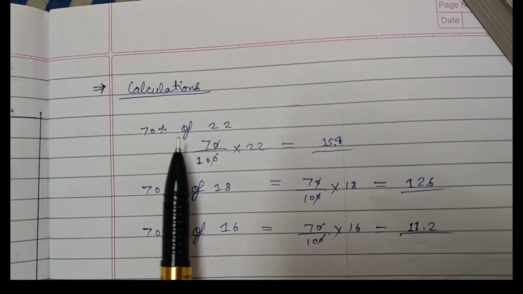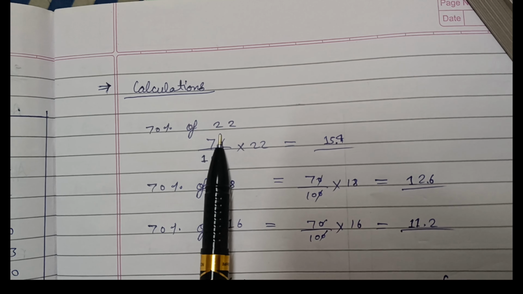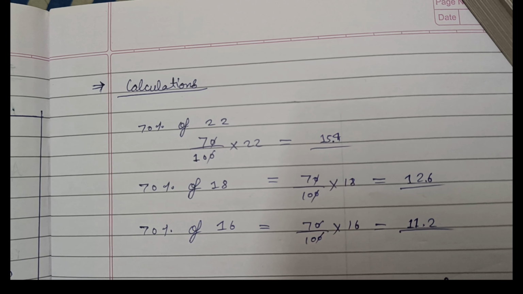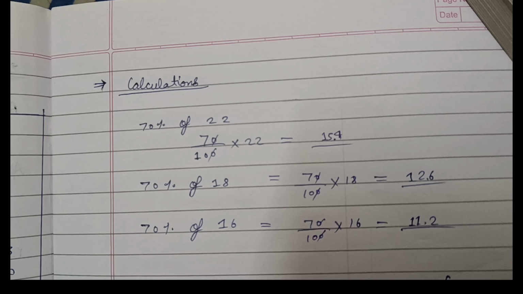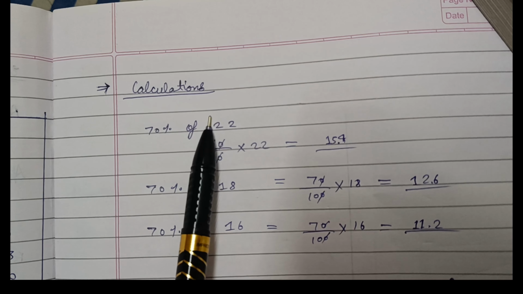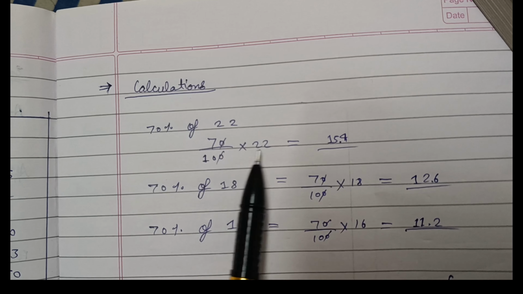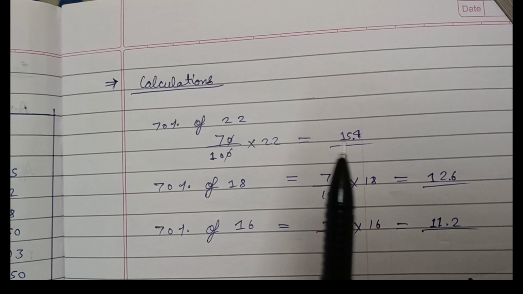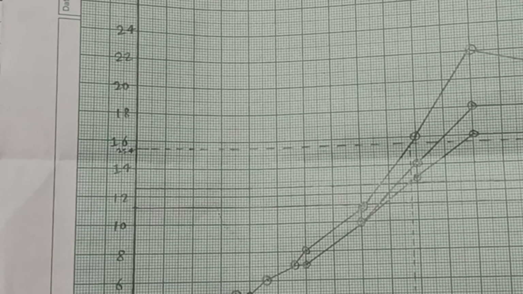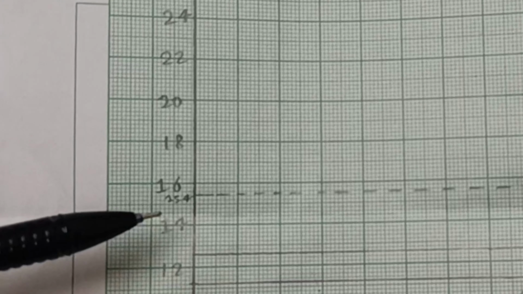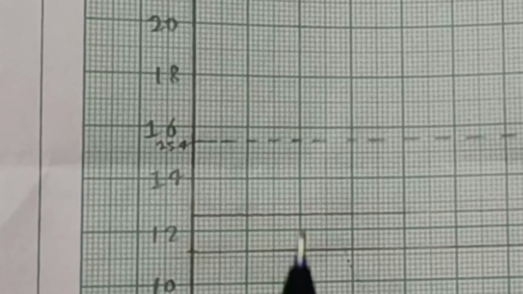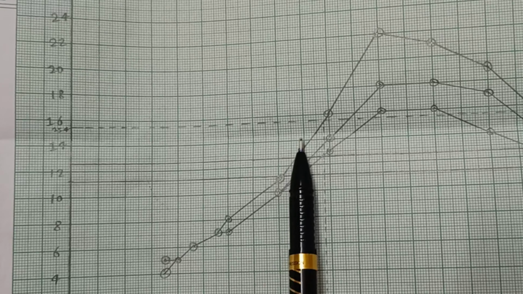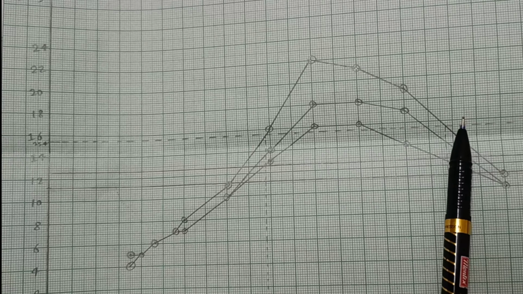Now we will calculate 70% of 22, which is actually the RMS value. So for calculating it, we will do 70 upon 100 into 22, which will give the result 15.4. We will see that point in our graph, that is 15.4 milliampere, and draw a line parallel to our x-axis, and we will see two points where this line meets our graph.